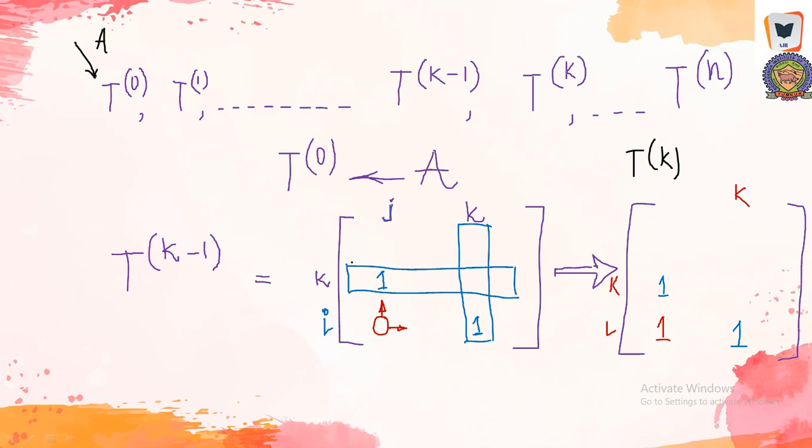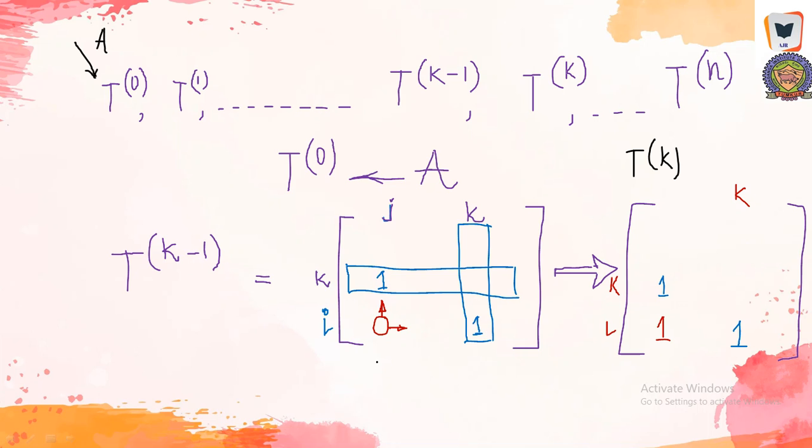So if we select the kth row and kth column, and consider the ith row and jth column, then if the ith row and jth column entry of the k minus 1th matrix is already 1, it will be retained as 1. If it is 0, it will be made 1.